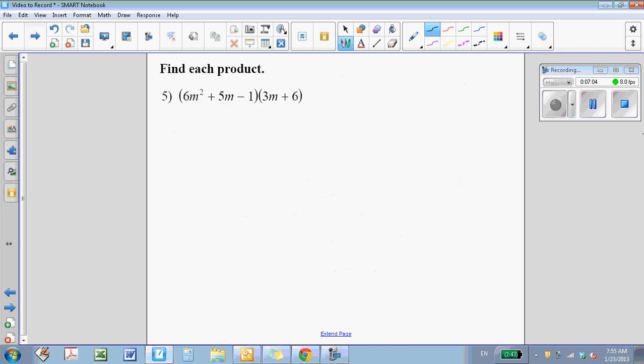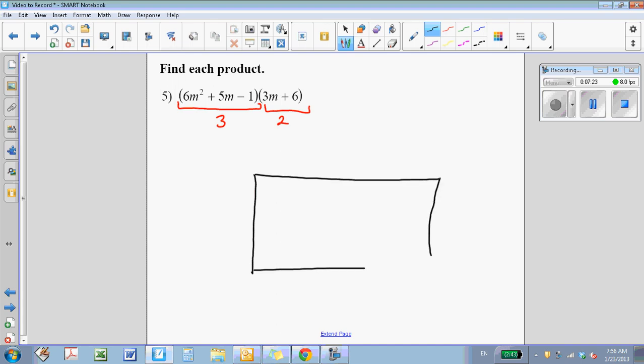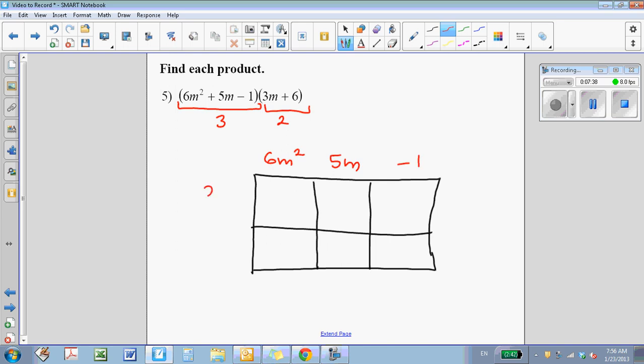Okay, so we just have a couple more examples. In this case, you are going to set up a rectangle that has 3 rows and 2 columns, or you can also do it the other way around. It doesn't really actually matter. Actually it's a little easier doing it this way, so I'm going to do 3 columns. I'm going to put my trinomial, which has 3 terms, on the top, and my binomial I'm going to put on the bottom. So I'm going to go through and multiply.